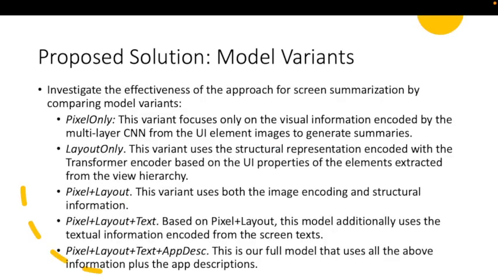So in order to build his applications, he built 5 different models. The first one, Pixel, only uses image analysis from the CNN, and Layout only uses the result from the JSON file. Pixel and Layout will be the combination of those two. And Pixel, Layout and Text uses the previous model with the textual information from the screen text. And lastly, the full model will include app descriptions, which they use to build all of the information.